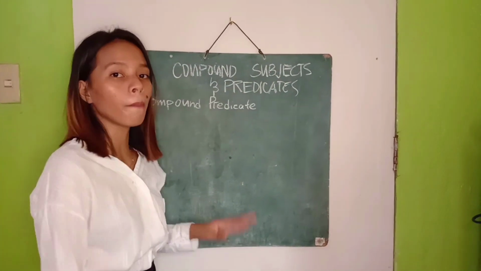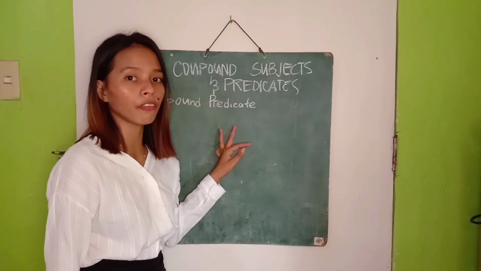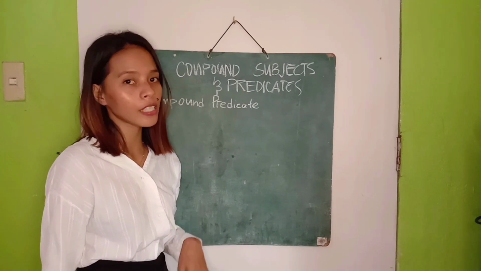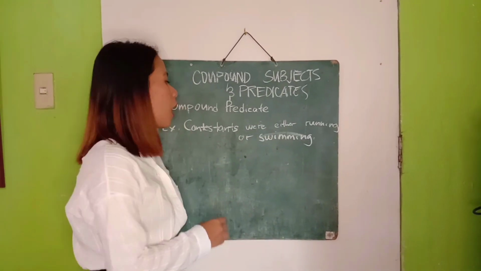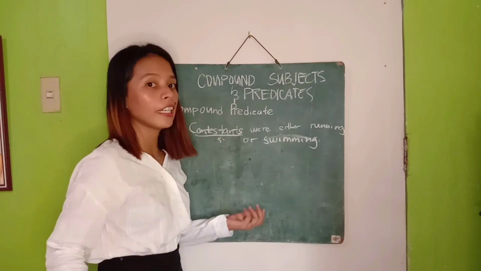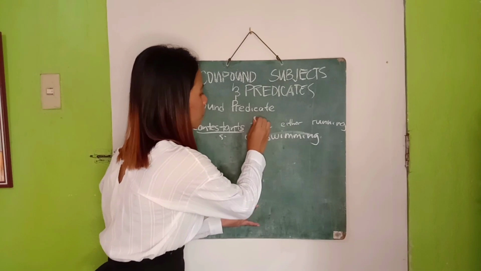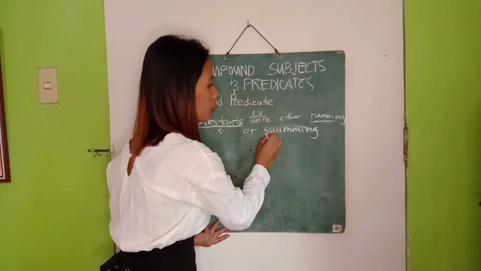The opposite of a compound subject, the compound predicate has two or more predicates or verbs and has the same subject. For example, contestants were either running or swimming. Our subject here is contestants, and our linking verb is were. And we have two predicates, which are running and swimming.